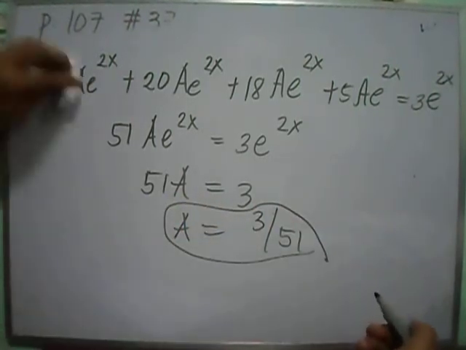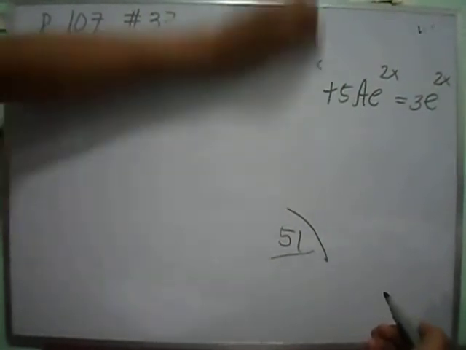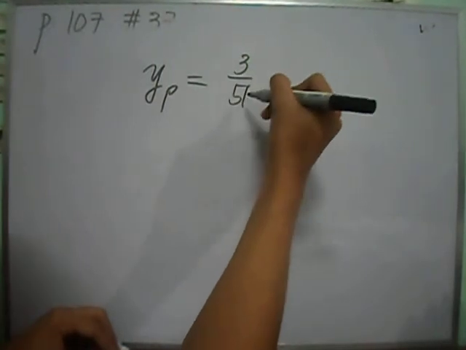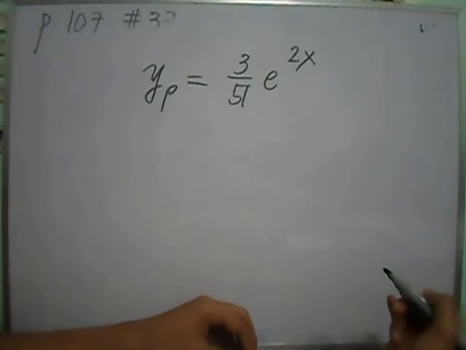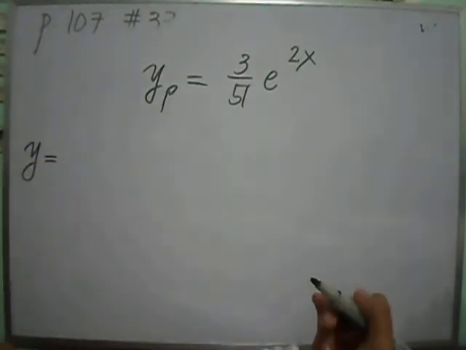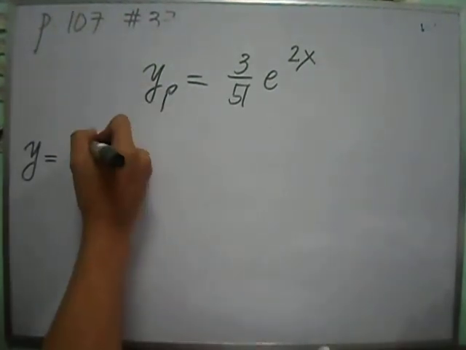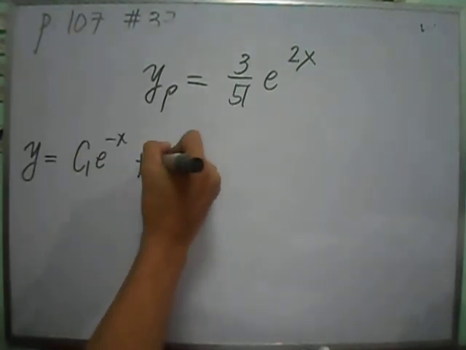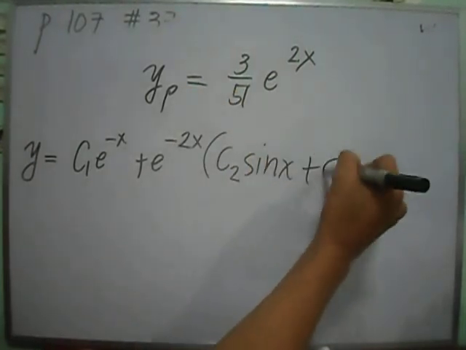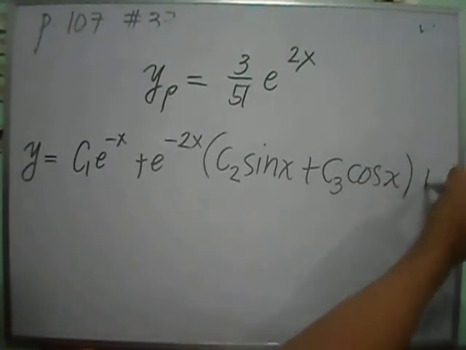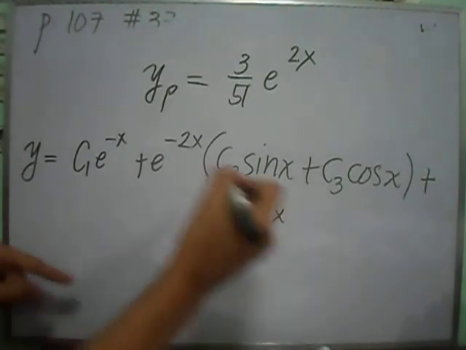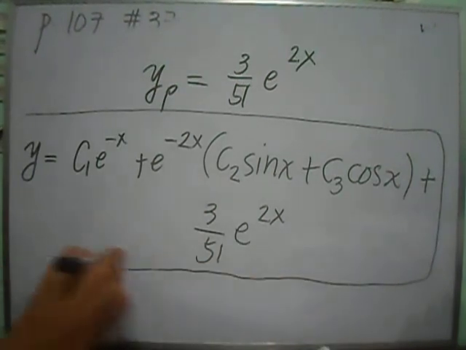Now we have the form of our y particular, since we already solved the value of our undetermined coefficient. To summarize, y particular is equal to 3 over 51 e to the 2x. Then by the principle of superposition, we get the complete solution of the given differential equation, including the y complementary previously solved: c1 e to the minus x plus e to the minus 2x times c2 sine x plus c3 cosine x, plus the value of your yp, which is 3 over 51 e to the 2x. This is now the complete solution of your given differential equation.